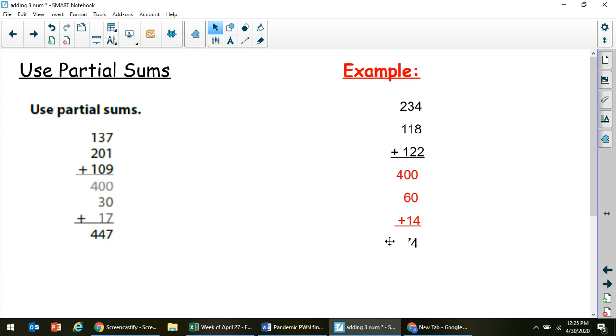4 plus nothing is 4. Then you look at your tens, you have 6 plus 1, which gives you 7. And then there's nothing else in the hundreds, which just gives you 4. 474. Let's keep moving forward.